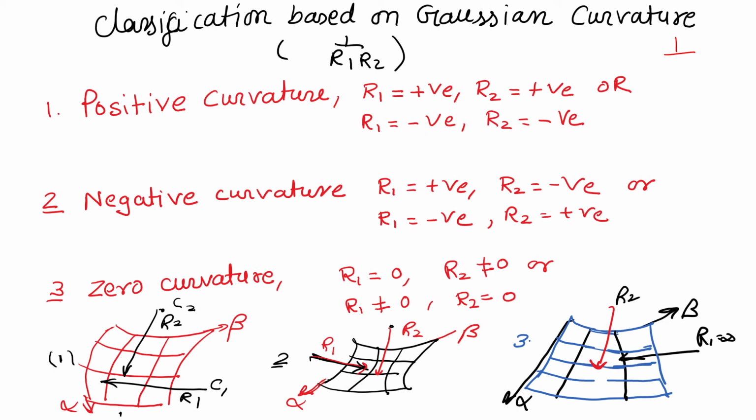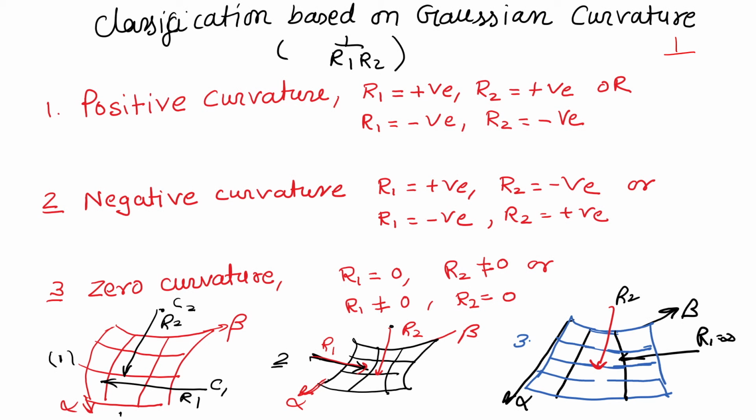In doubly curved surfaces, there will be two radii, R1 and R2. If we take the product, that is known as the Gaussian curvature. Based on the Gaussian curvature, we can classify the shell surfaces. If R1 and R2 are both positive or both negative, then we call it a positive curvature, and the shell will be defined as a positive curvature shell.